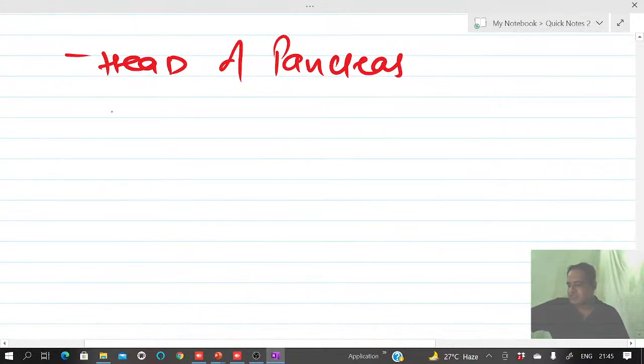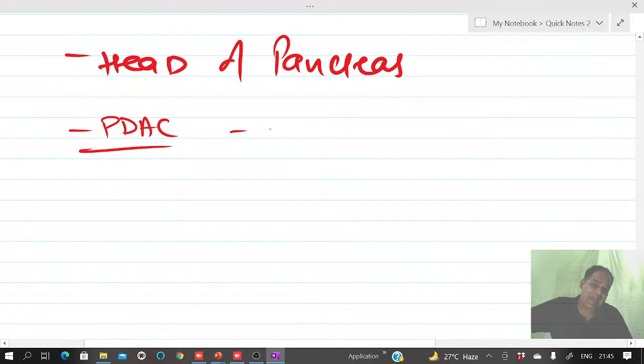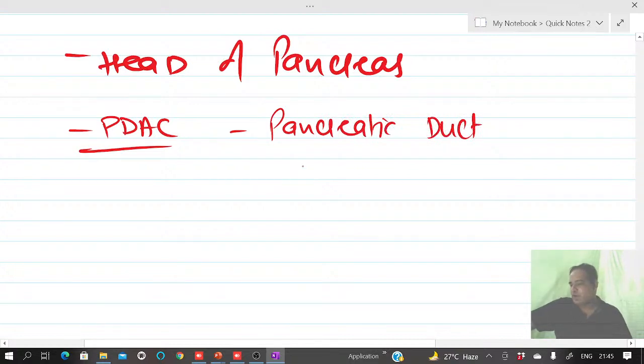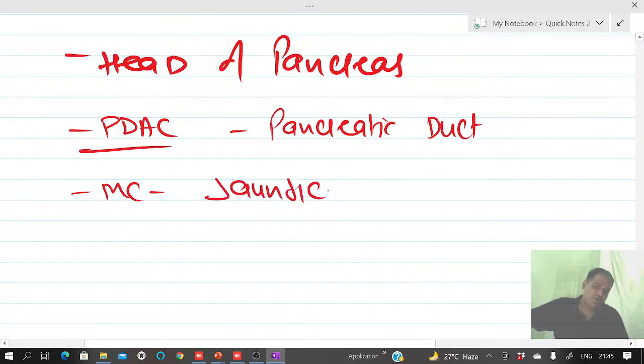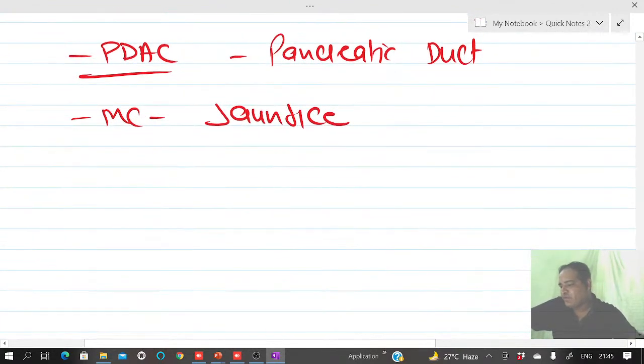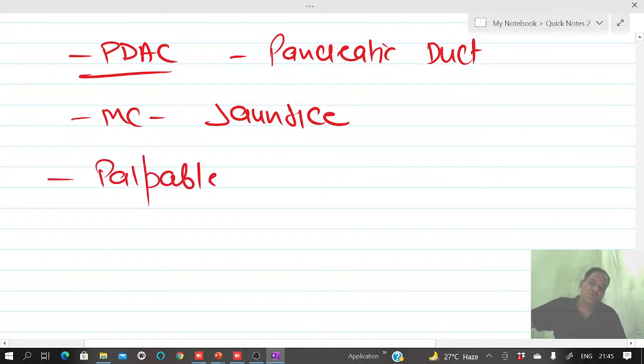Fine. So most common site is the head of pancreas. Most common type is PDAC. PDAC means pancreatic duct adenocarcinoma. Most common clinical feature is jaundice.